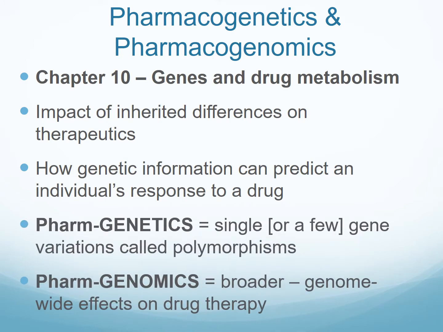So to understand our terms, pharmacogenetics refers to a single gene or a few gene variations, and we call those polymorphisms. Pharmacogenomics is kind of a broader term. It's more genome-wide. However, you kind of hear these used interchangeably, which is just becoming part of the lingo of people, but this is kind of the true form for you.